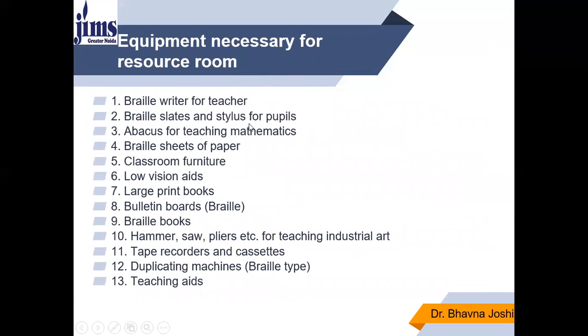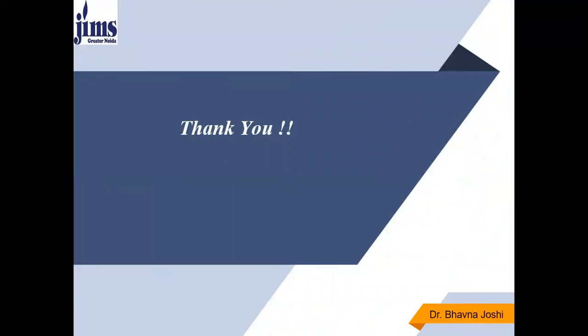Now these are the various equipment necessary for the resource room, as we studied: braille writer, slates, abacus, braille sheets, classroom furniture, low vision aids, large print books, braille bulletin boards, hammer, saw, pliers, etc. for teaching industrial art, tape recorders, cassettes, and braille type teaching aids. All these things are very important for the resource room. So I hope you all understood in detail about visually impaired children. Thank you so much.